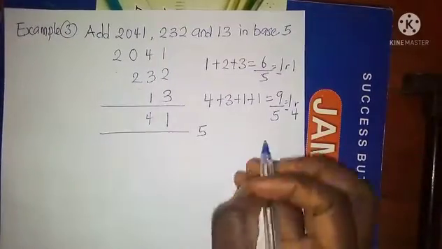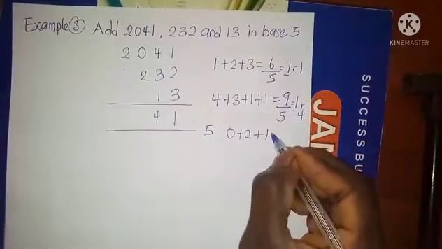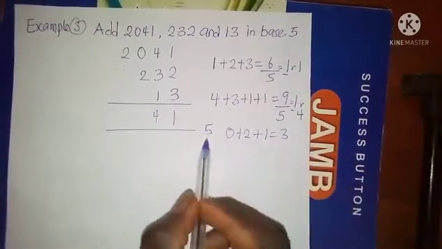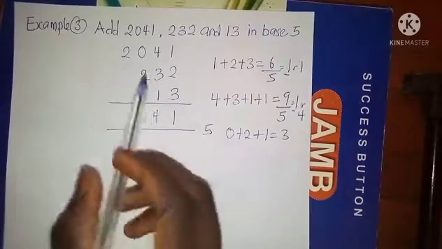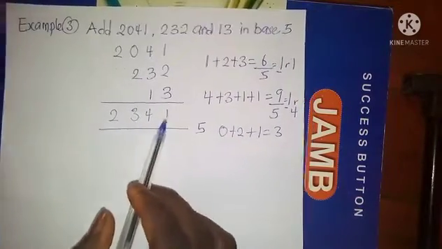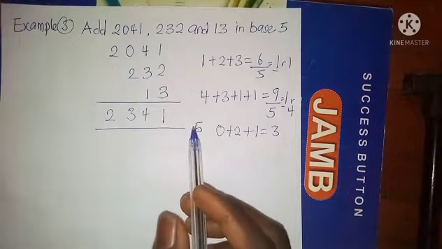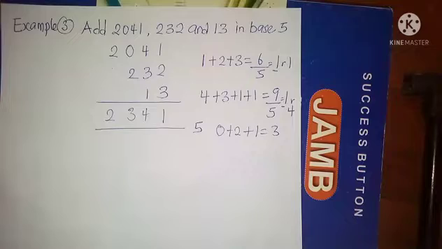This is 0 2. You are going to have 0 plus 2, then plus this 1, and this is 3. So it's not up to 5, you can write it, and this 2 also is not up to 5, you can write it. So you see that the answer we got is not up to 5. So this is in base 5.